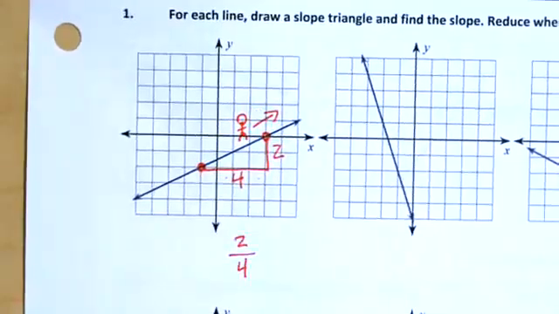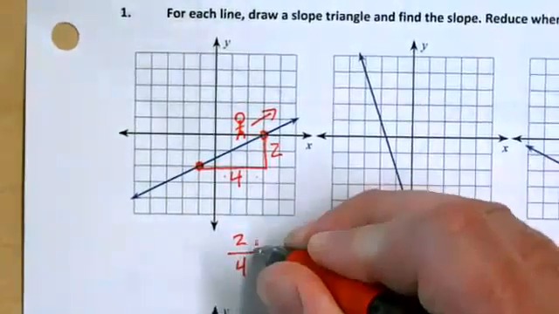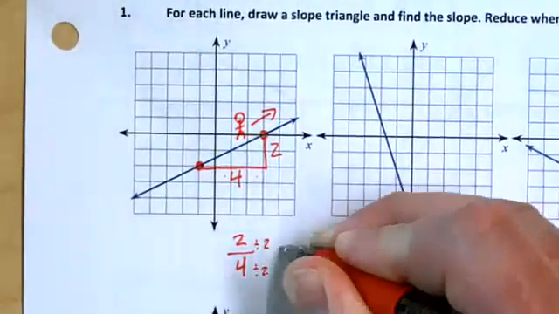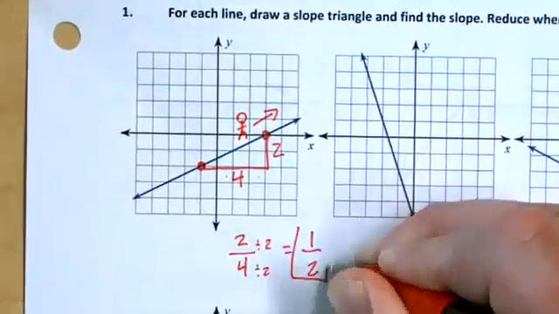And can we simplify that? Can we divide both 2 and 4 by something? Yeah, they both divide by 2. So let's divide by 2 top and bottom. 2 divided by 2 is 1. 4 divided by 2 is 2. So the slope of this line is 1/2.